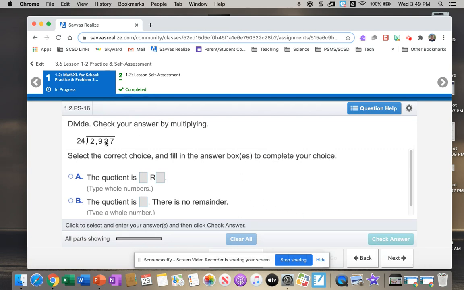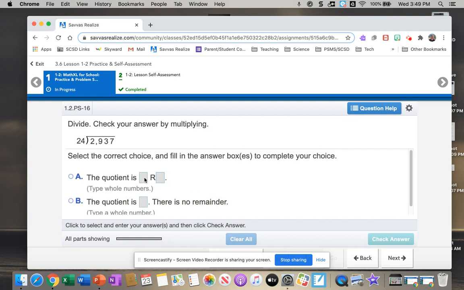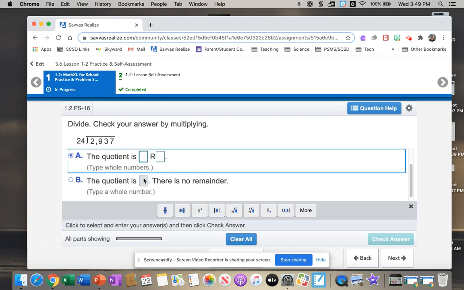And here they're asking us to do it again. Divide. So we want to do 2,937 divided by 24. And they're asking us to select the correct choice. Well, it's either going to be a whole number with a remainder, or it's just going to be a whole number. So if you think there's a remainder, you'll need to click this space, and then you can fill in your answer there.